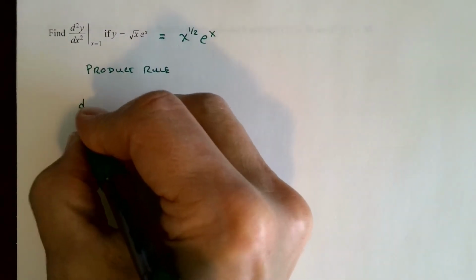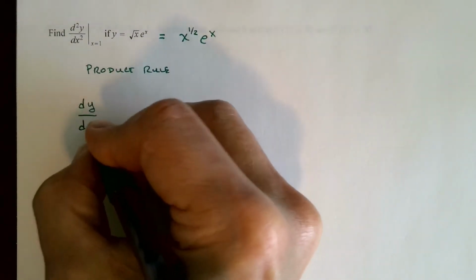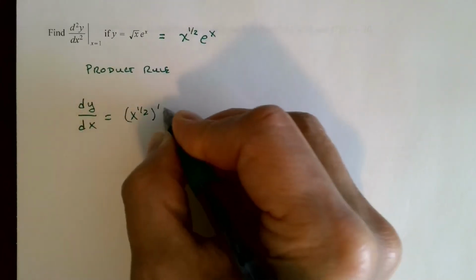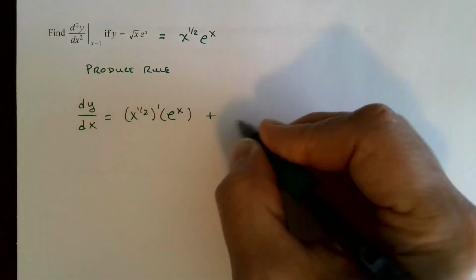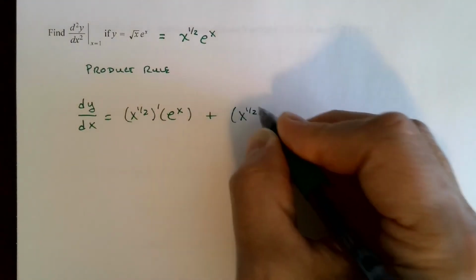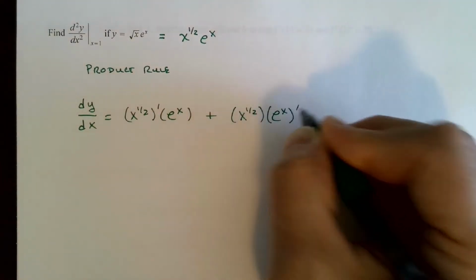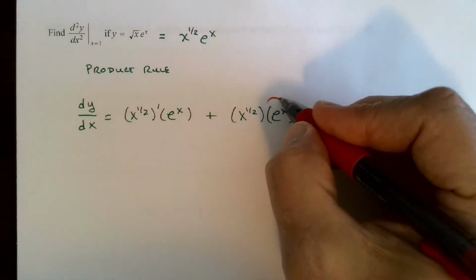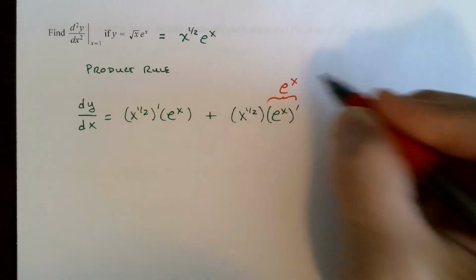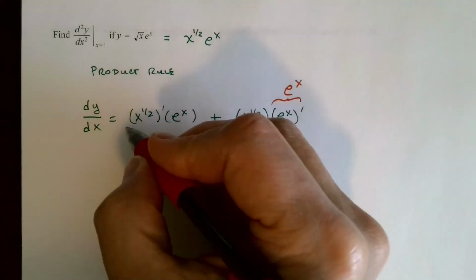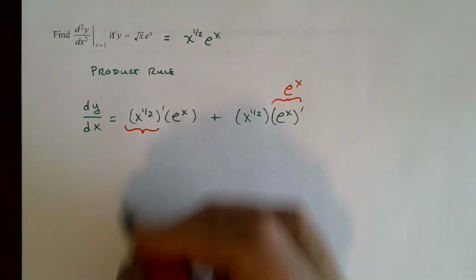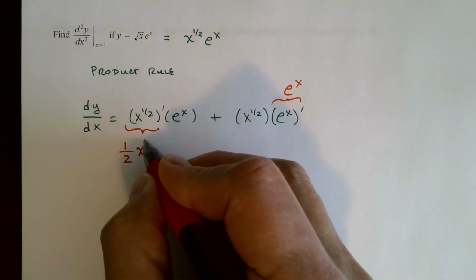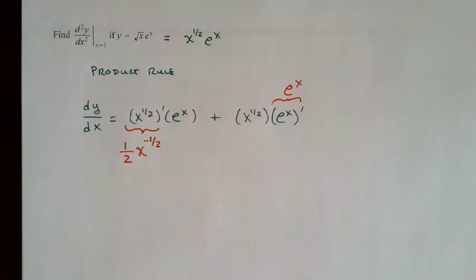So dy dx is the first derivative. By the product rule, it is the derivative of the first times the second plus the first times the derivative of the second. Now the derivative of e to the x over here, that's easy. We know that's just e to the x. What's the derivative of x to the 1/2 power? Power rule. 1/2 comes down, x to the negative 1/2.